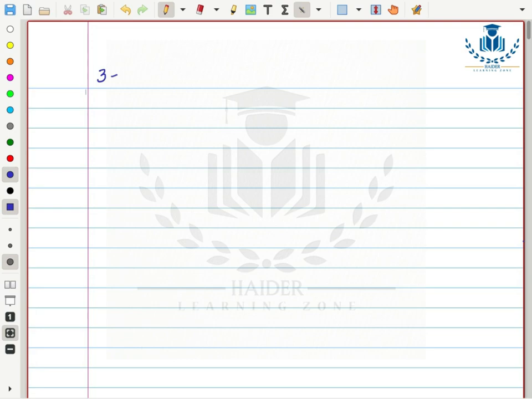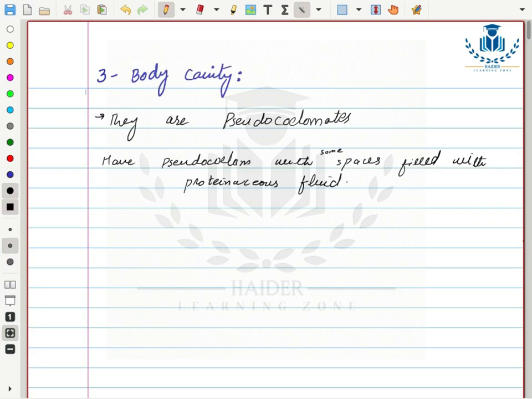Now the third property is body cavity. They are pseudocoelomates. Pseudocoelomate is a combination of two words. Pseudo means false, and coelo means cavity. So the organisms with a false body cavity are called pseudocoelomates.